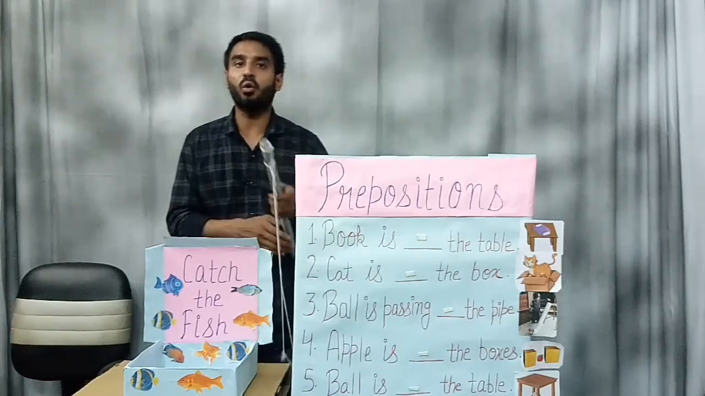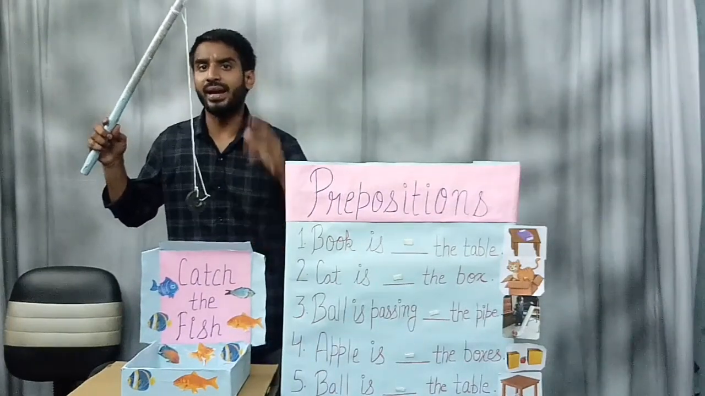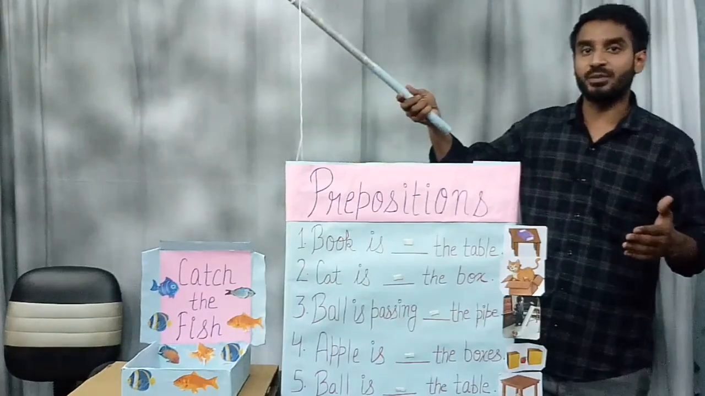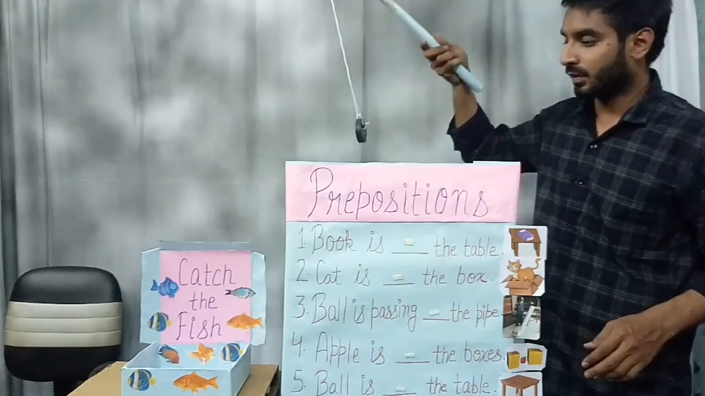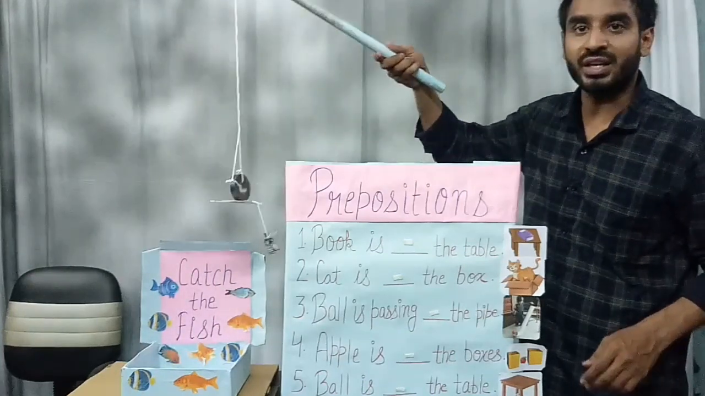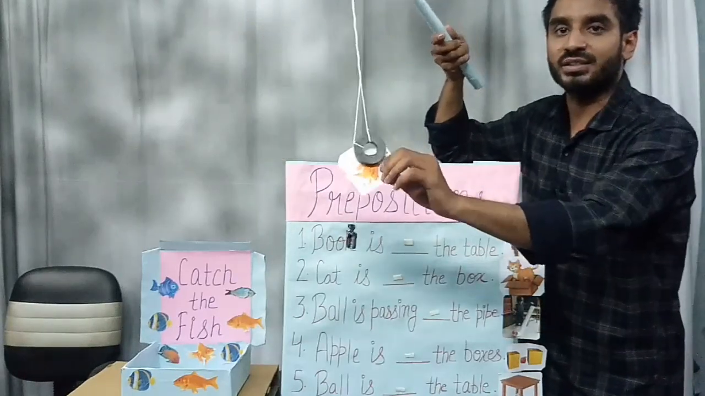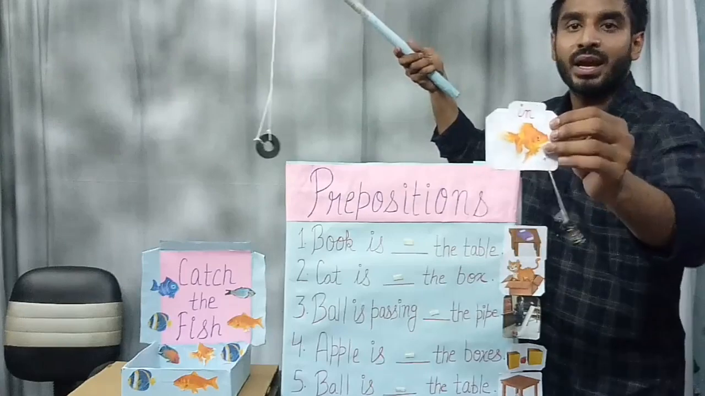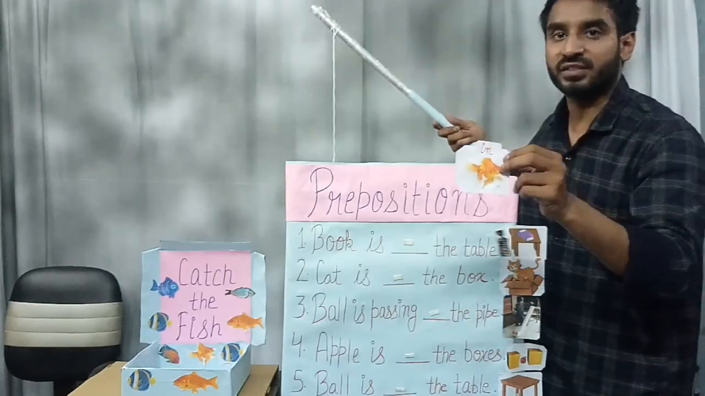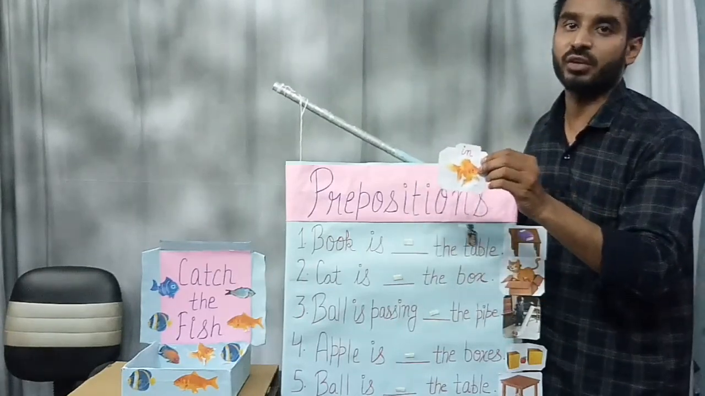So I have a fishing rod in my hand and there are some fishes in this fish pond, and I'll invite the students on the podium and students will try to catch the fish by themselves. Let's see how it works. So I'll catch the fish. So see, I have already caught the fish, and on each fish there is a preposition written on it, and if the student fixes the correct preposition on this exercise, this candy will be given as a reward to the student.